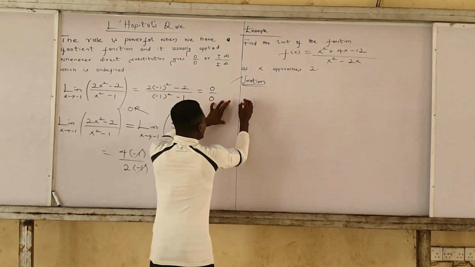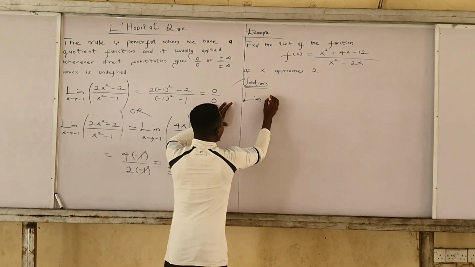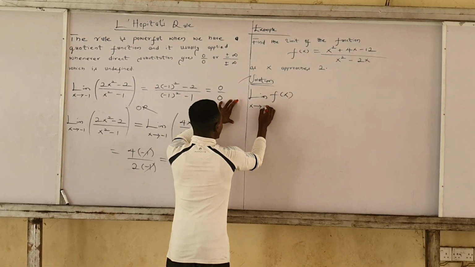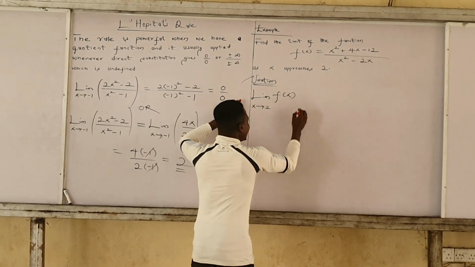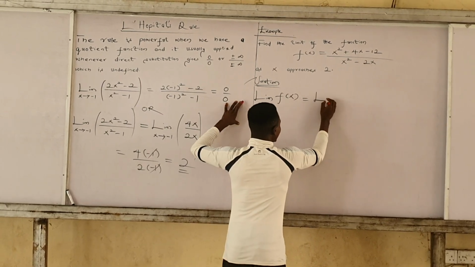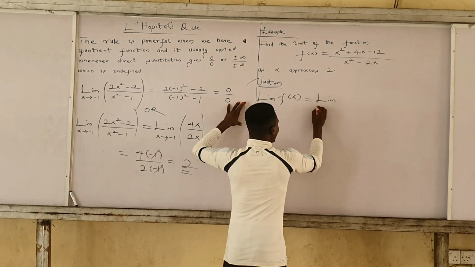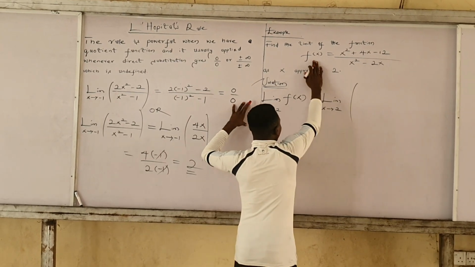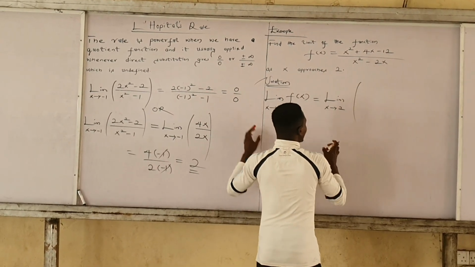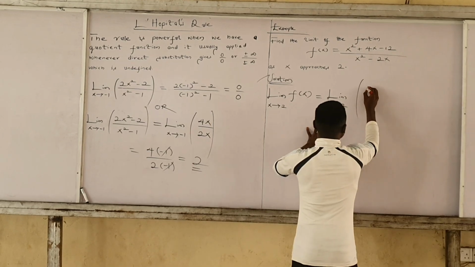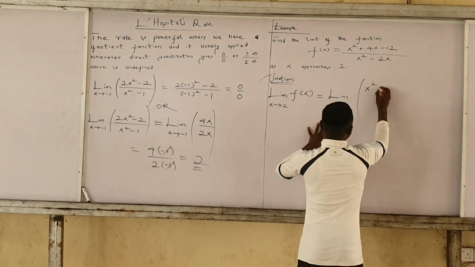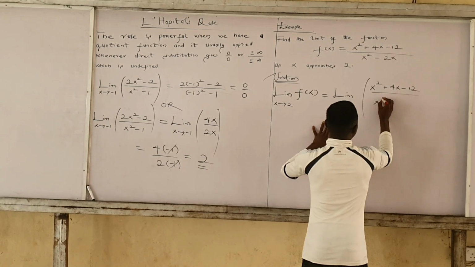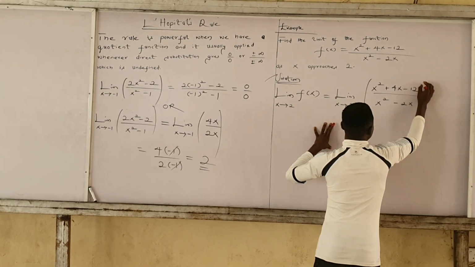Solution. Now, we want to find the limit of f of x as x approaches 2. That is how we write that. This is equal to the limit as x approaches 2 of our f of x, which is given by this rational algebraic function: x raised to the power of 2 plus 4x minus 12, all over x raised to the power of 2 minus 2x.